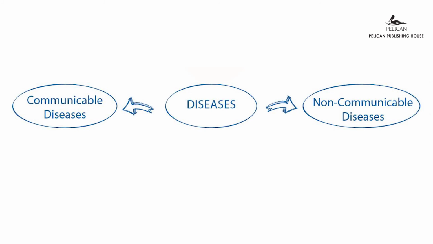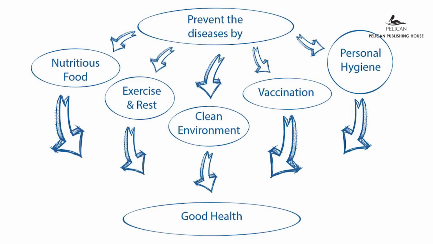Here is the mind map of the chapter we've read. Diseases are of two types: communicable diseases and non-communicable diseases. We can prevent these diseases by having nutritious food, exercise and rest, having a clean environment, vaccination, and personal hygiene. All of these habits lead to good health.